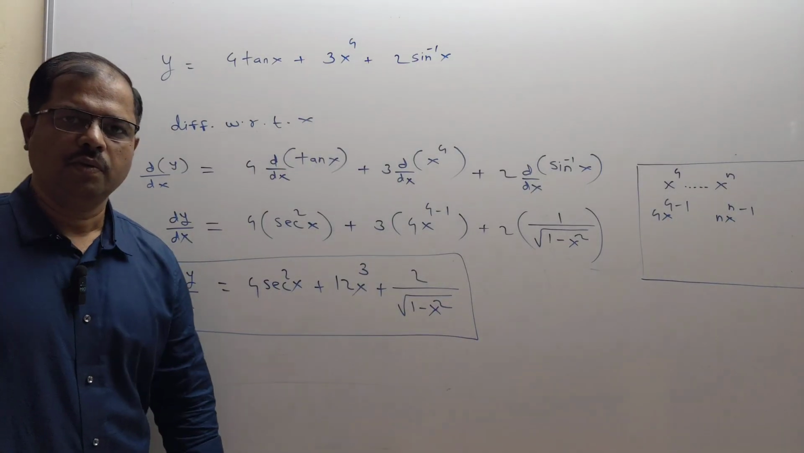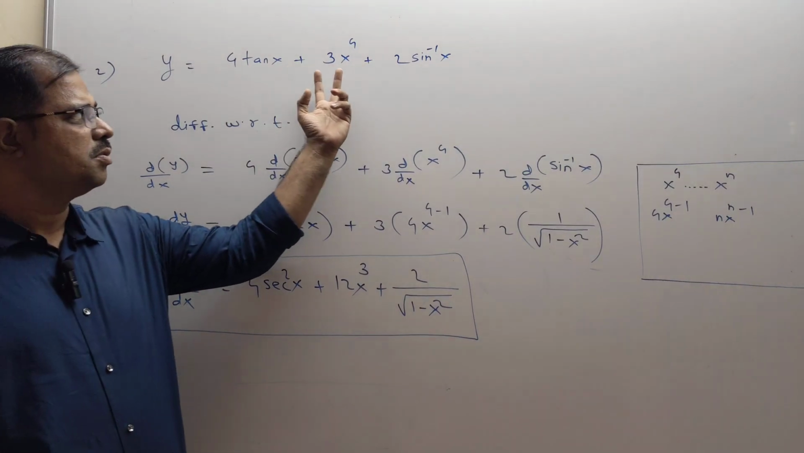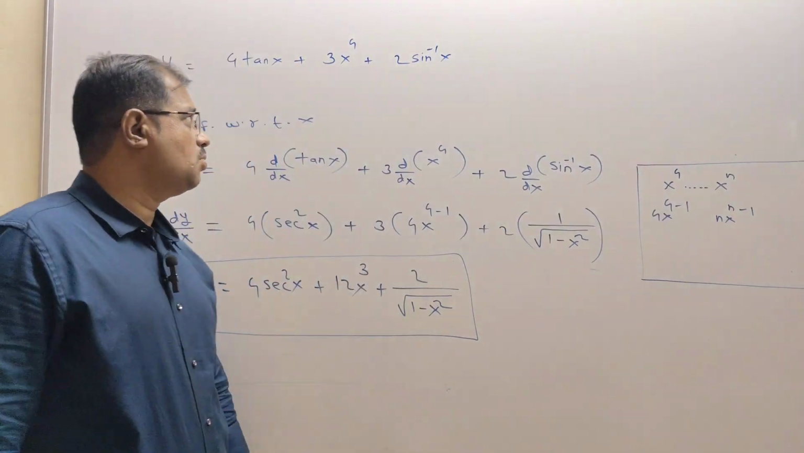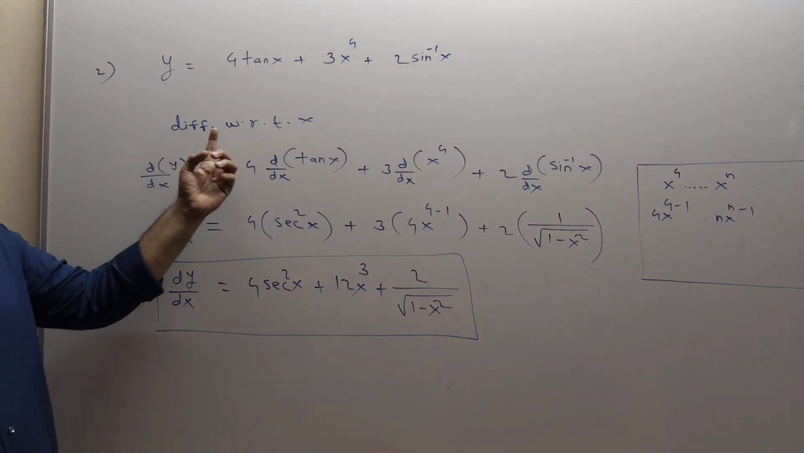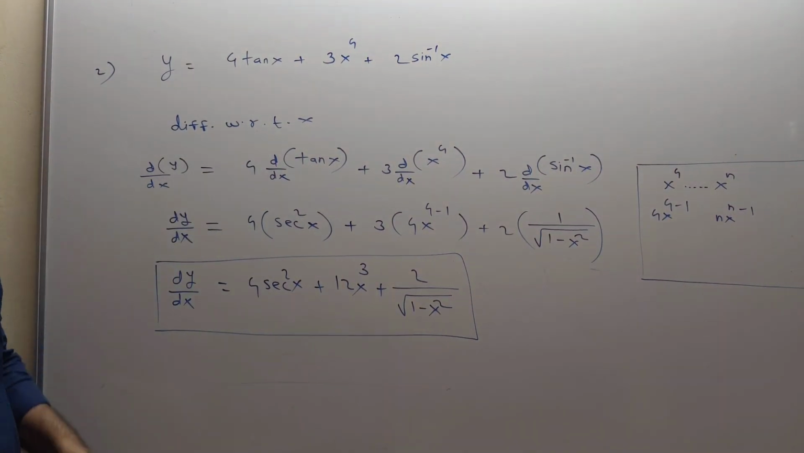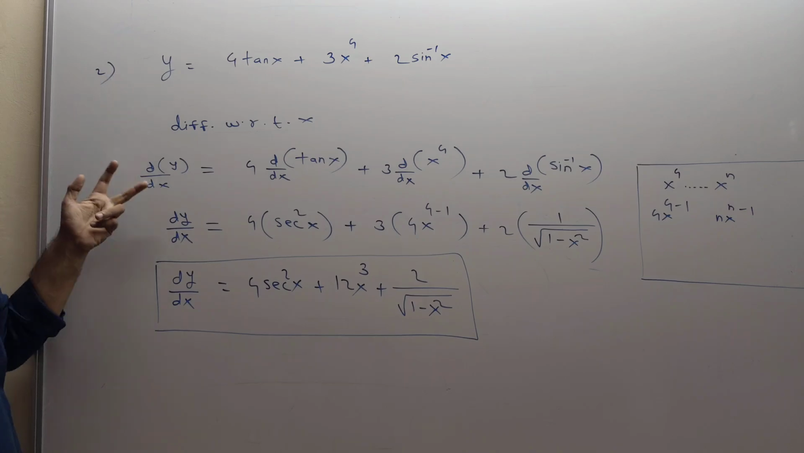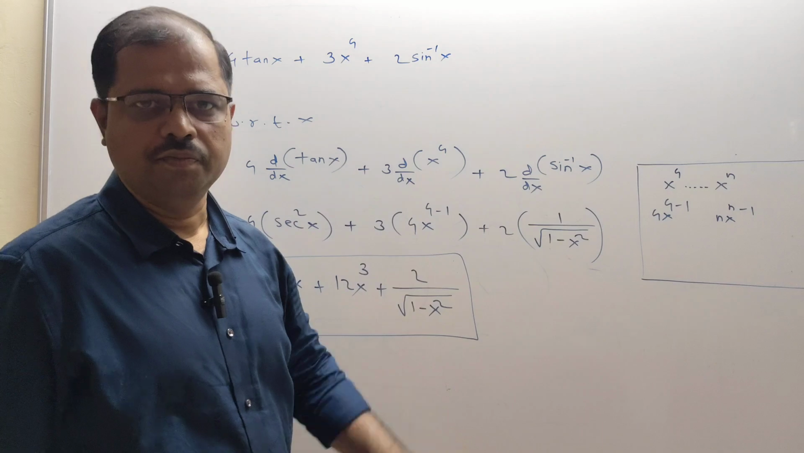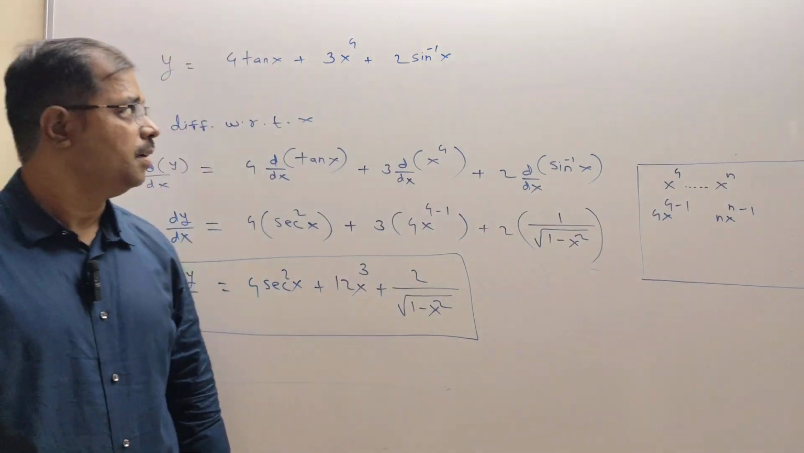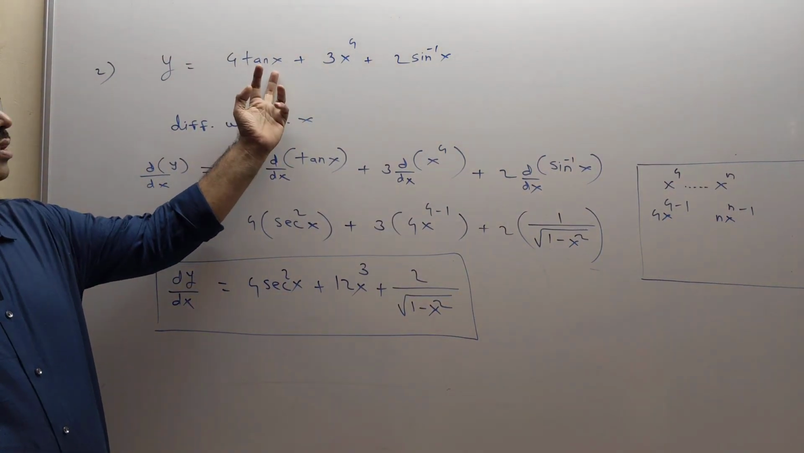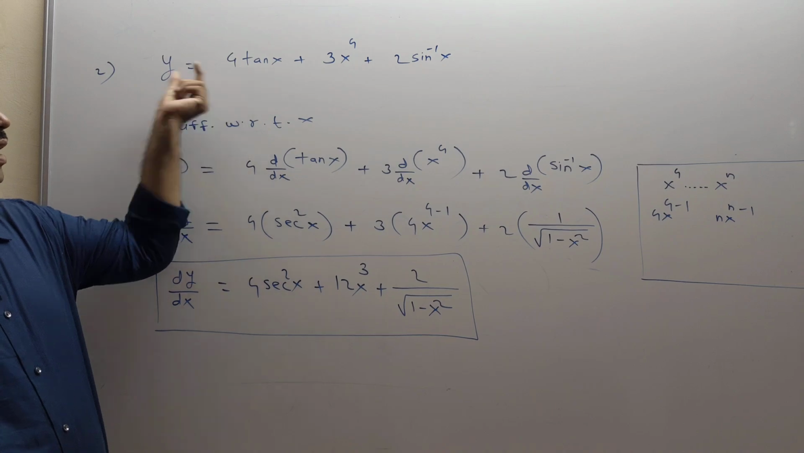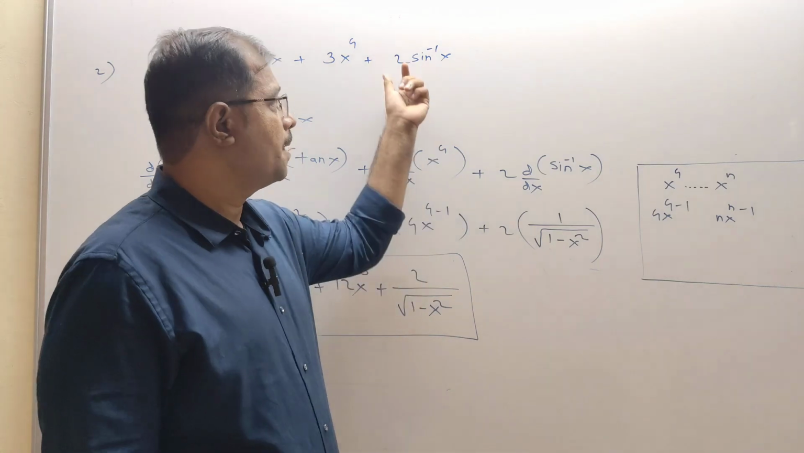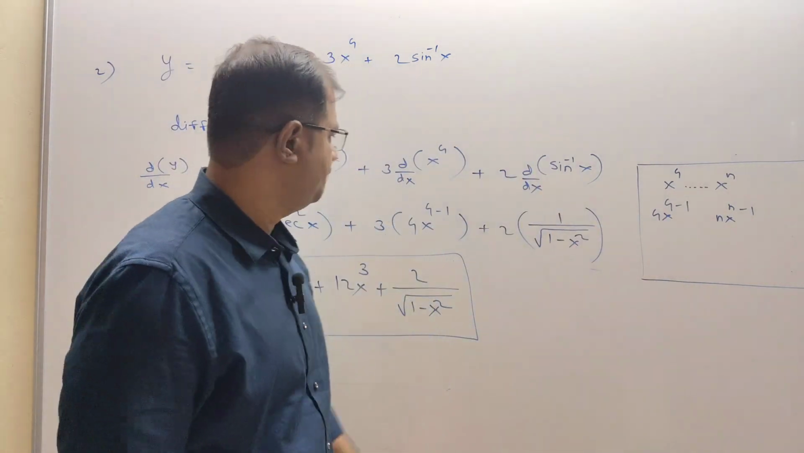Now the second problem is y is equal to 4 tan x plus 3x raised to 4 plus 2 sin inverse of x. They are given y is equal to some function of x. Differentiate with respect to x. Derivative of y with respect to x, dy by dx. There are three terms in additive form. Derivative is separable. K into f(x), in such type of term we take k outside. 4 into d by dx of tan x, 3 into d by dx of x raised to 4 plus 2 into d by dx of sin inverse x.